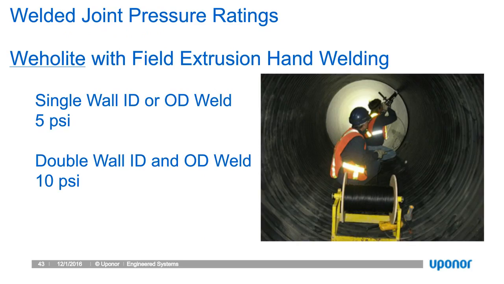And we have a number of different joint configurations depending on your application and the pressure requirements, essentially. We can start with a single wall, ID or OD, which is where we'll either weld where the pipes come together. We'll either weld the inside of the pipe or the outside only. And that gets us to about 5 psi with standard wheelite. We can do an inside diameter and outside diameter weld, do both welds, and that's going to get us to about 10 psi with standard wheelite.